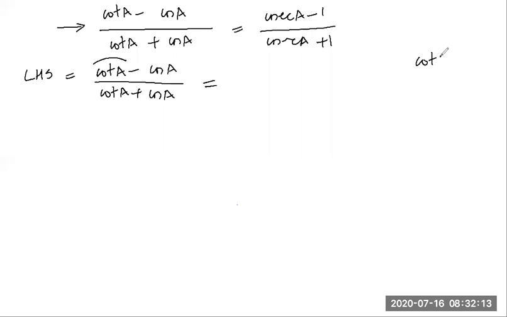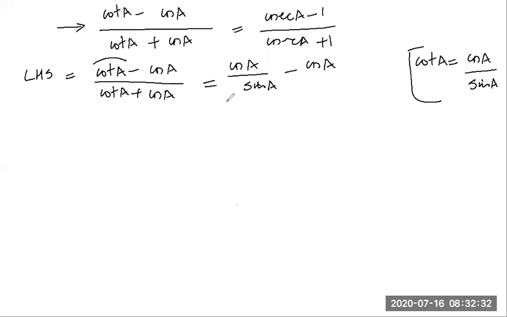So cot A is cos A by sin A. Cos A divided by sin A. I think Tanya is speaking. Tanya is improving. Very good. So this will be cos A divided by sin A minus cos A. Similarly, you do with the denominator.